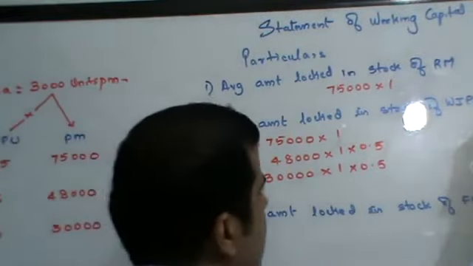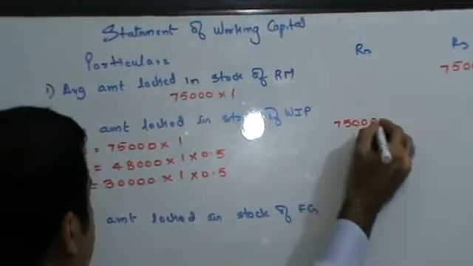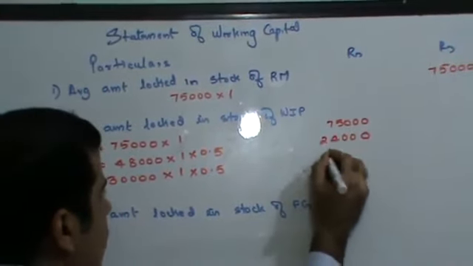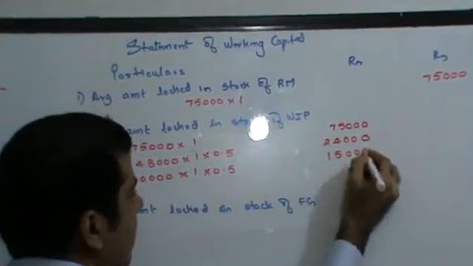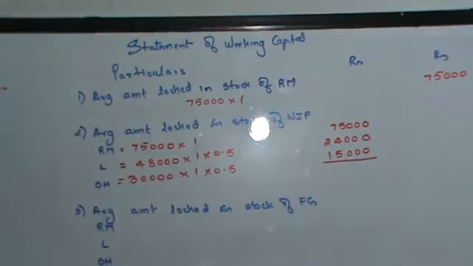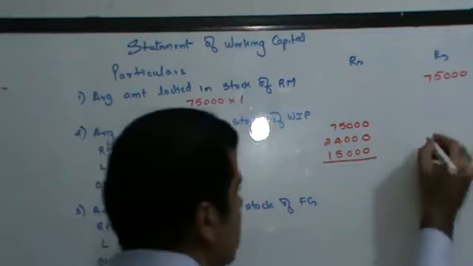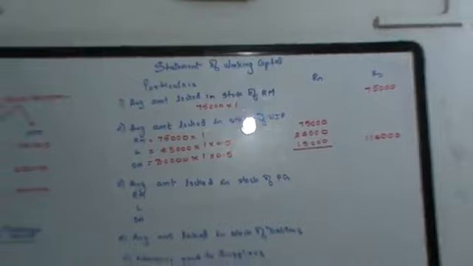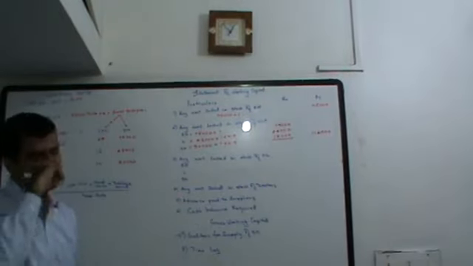So now when I work this out, this will be 75,000, this is going to be 24,000 and this is going to be 15,000. Right? So 75, 80, 90, 114. So this is going to be 1,14,000. So my work in progress is 1,14,000 rupees.